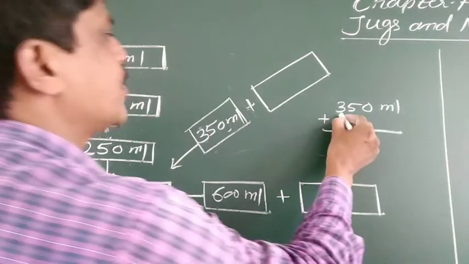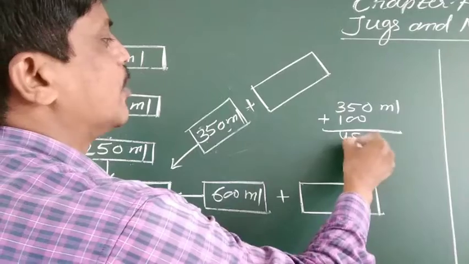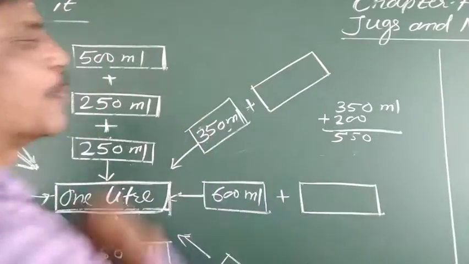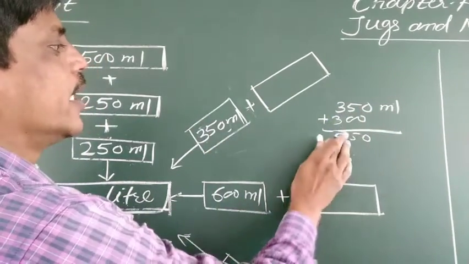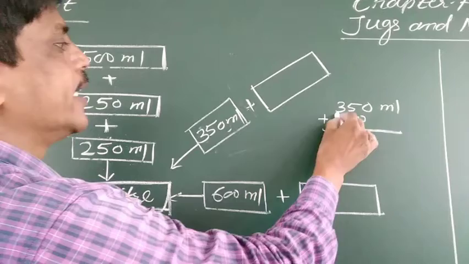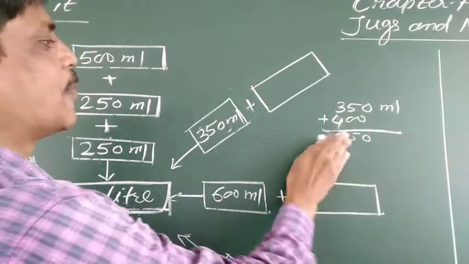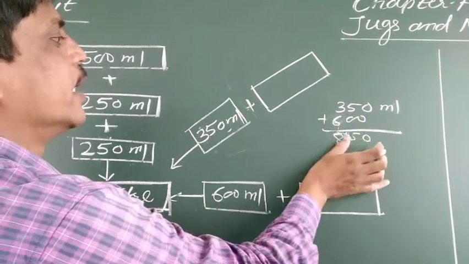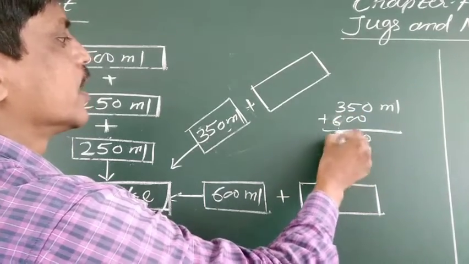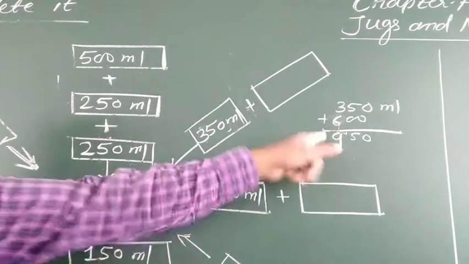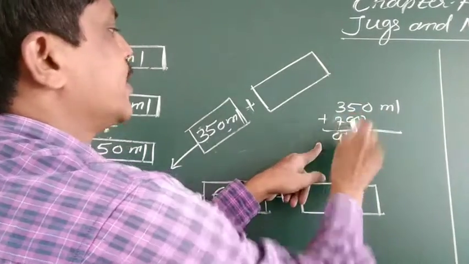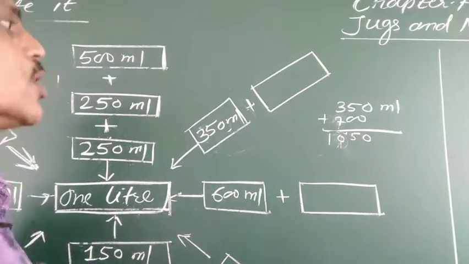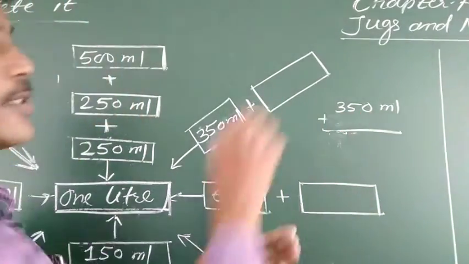आइए अगर हम इसमें 100 ऐड करते हैं तो क्या होगा, it will be 450. Now, if you add 200 then it will be 550. If you add 300 it will be 650. If you add 400 it will be 750. If you add 500 it will be 850. If you add 600 it will be 950. But if you add 700 it will be 1050. Then it will be more than 1 liter. So ये 700 नहीं चलेगा बेटा और 600 भी नहीं चलेगा.